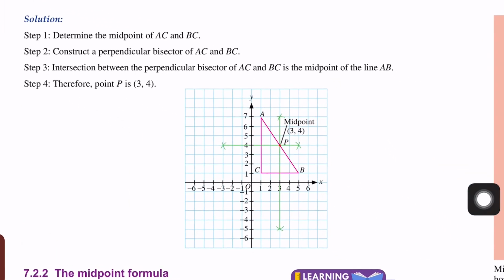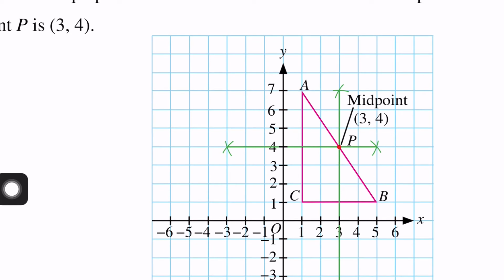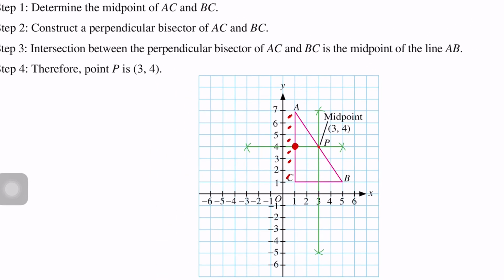There are a few steps over here. Step 1, determine the midpoint of AC and BC. Now kita cari where is AC. This is AC. The midpoint of AC is, we have 1, 2, 3, 1, 2, 3. So the midpoint of AC is over here. And then the midpoint of BC. So BC is 1, 2, 3, 4. So the midpoint is over here.